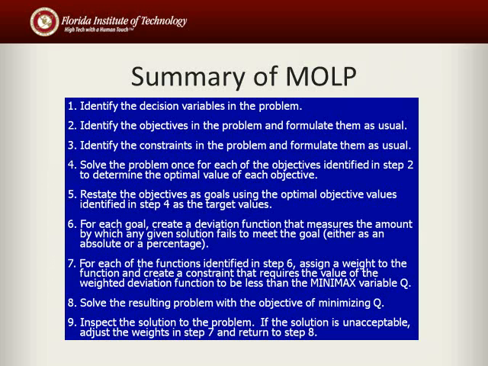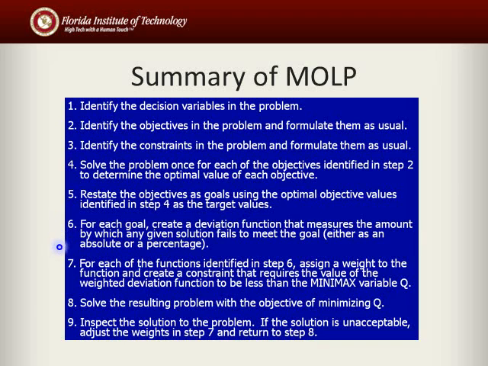Finally, a summary of multiple objective linear programming: a series of 9 steps. Step number 1, identify the decision variables in the problem. Step number 2, identify the objectives in the problem and formulate them as usual. Step number 3, identify the constraints in the problem and formulate them as usual as well. Step number 4, solve the problem once for each of the objectives identified in step number 2 in order to determine the optimal value of each objective, because you're going to use that, in step number 5, to specify their target values.